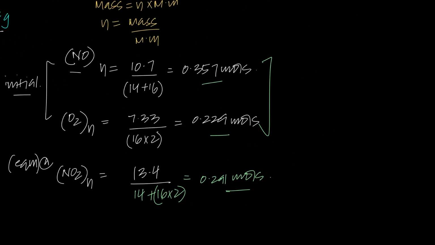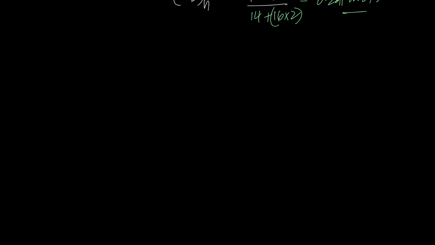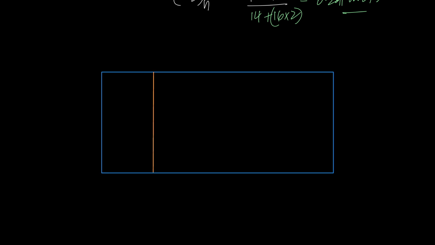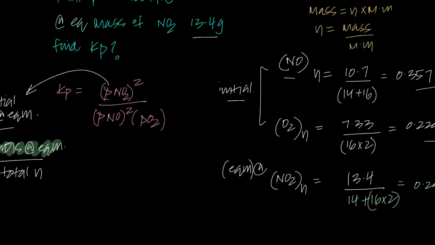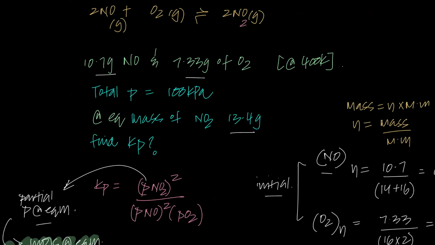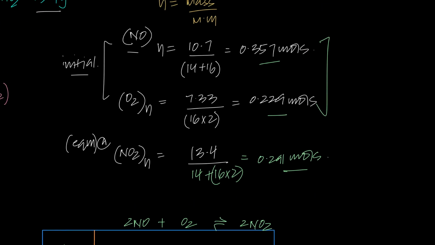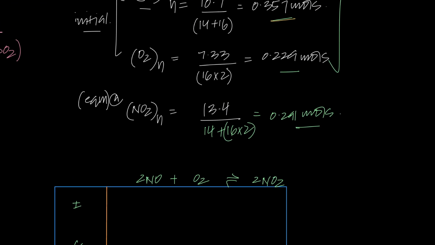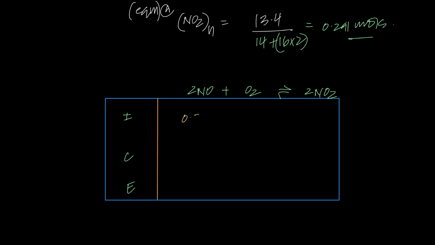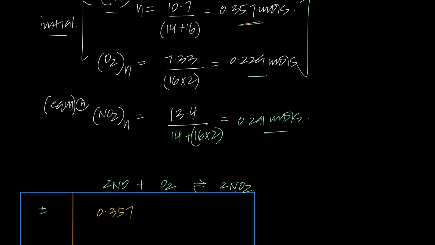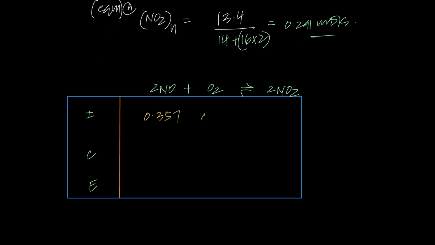Now it's time. These are my initial moles. Now it's a piece of cake. I just use my ICE table, nothing else, to go from initial moles to moles at equilibrium. What's the equation? 2NO plus O2 gives me 2NO2. What are the initial moles? You literally figured it out. It's 0.357 for NO, and for oxygen 0.229. Initial moles of product is 0.